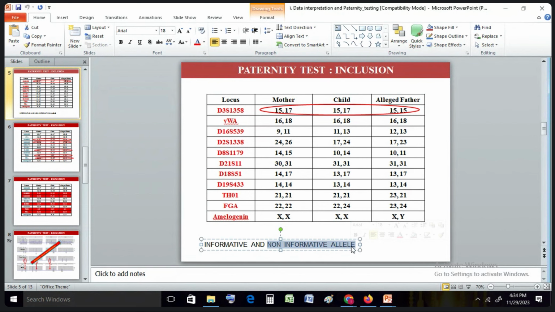It is not giving you any conclusion. Once it's giving you a match, once it's giving you a mismatch. So it is non-conclusive. That's why it is non-informative. You just exclude this type of result.